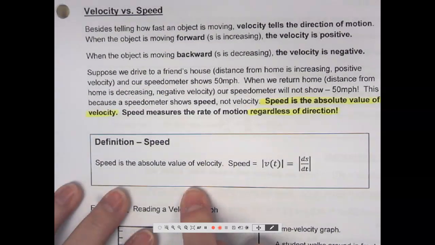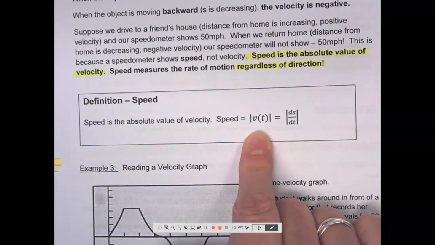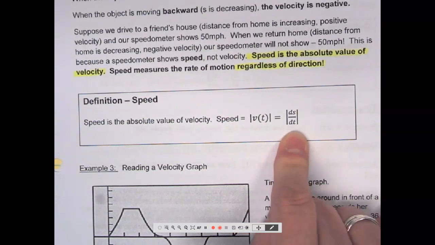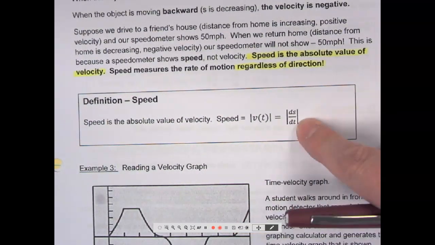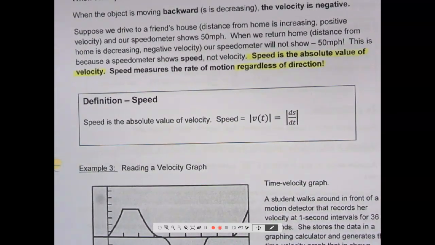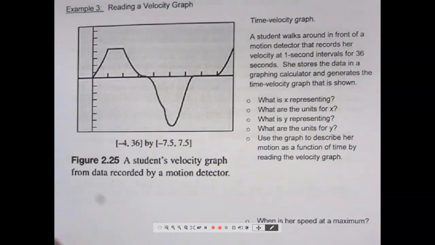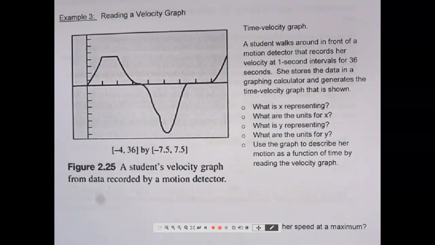All right, so the definition of speed is the absolute value of velocity. So speed is the absolute value of v of t, or the absolute value of the derivative of position with respect to time. Speed is always positive. Velocity may be negative. All right, we ready to do our brain in reverse? This is one of those reading a derivative graph, reading a velocity graph.